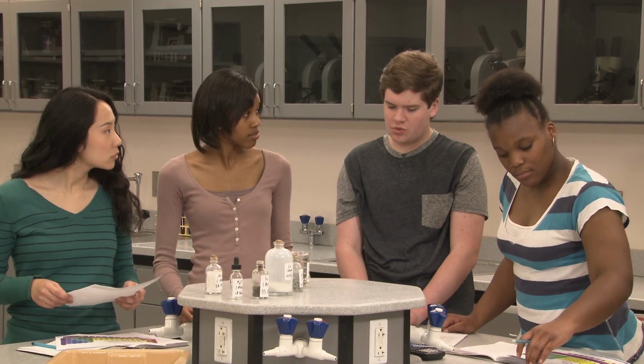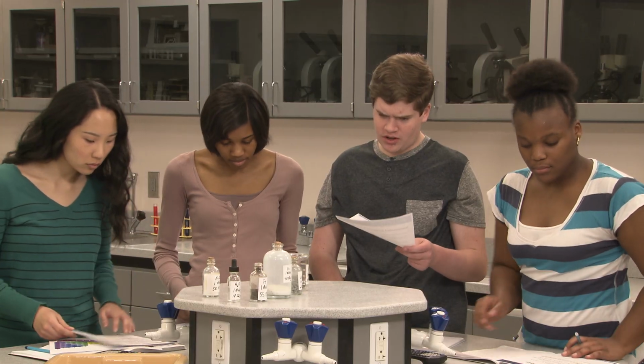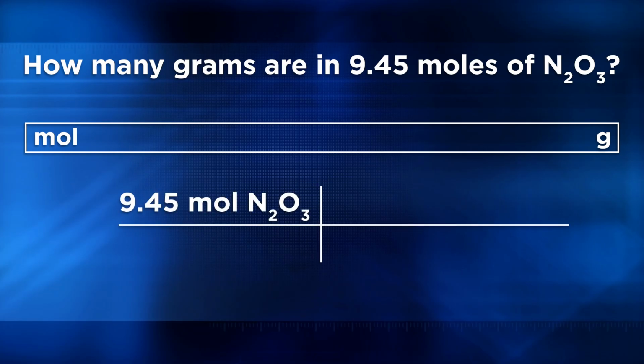Sure. Great. We need to determine what we're given and what we need to find first. So we're given 9.45 moles of dinitrogen trioxide, which is N2O3. So we'll need to set up a conversion chart and put that in the upper left-hand box. Good. And what do we always do next? Let the units guide the conversion. So we bring the moles of dinitrogen trioxide down to the box on the bottom right.